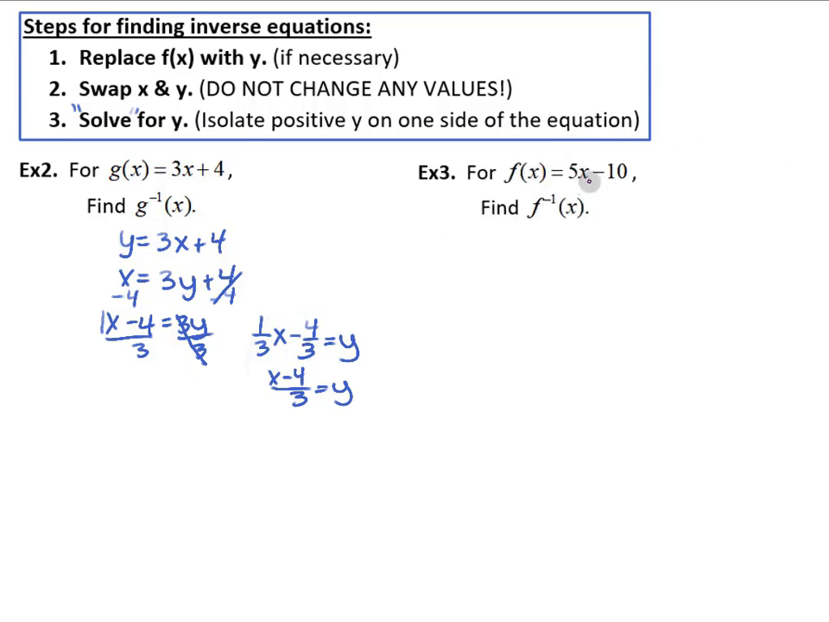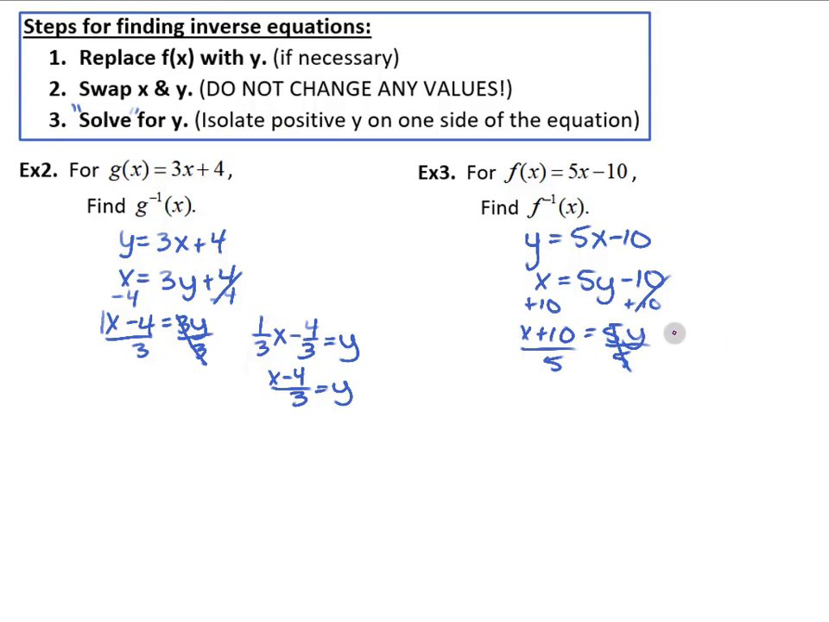For f of x equals 5x minus 10, find f inverse of x. So once again, step 1, replace f of x with y. Step 2, swap x and y. Step 3 is we need to get this y by itself. So we're first going to add this 10 over to the other side. x plus 10 equals 5y. Of course, those cancel. And divide everything on both sides by 5.